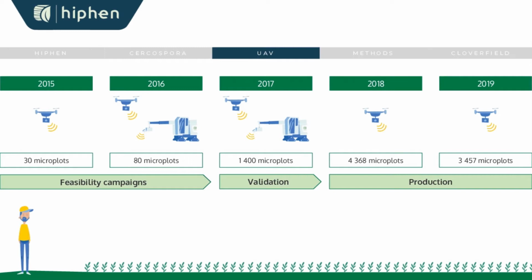One big important point that we want to highlight is that this is a multi-year program. We started in 2015, so the first 2 years were about the feasibility campaign on a limited number of microplots where we merged drone and phenomobile data. Then 2017 was a validation of the R&D modules that we developed, and since 2018 we are in production mode. So we compute the indicators today in routine, and this is a data pipeline that is working in routine.